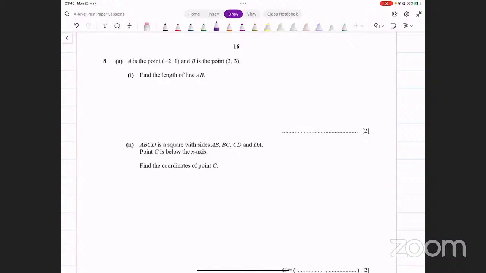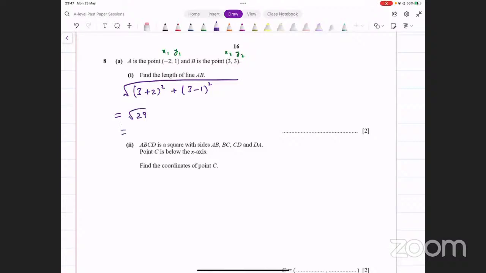Question number 8, part A. A is the point -2, 1, and B is the point 3, 3. We've got these 2 points. We have to find the length of the line AB. Distance formula laga dein. Again, working show karni hai. x2 minus x1 whole square plus y2 minus y1 whole square. यहाँ पे लिख लेते हैं x1 y1 x2 y2. What do we get? 3 minus -2, that's going to be 3 plus 2 whole square, plus 3 minus 1 whole square. Okay, ये evaluate कर लें. ये बस क्या आ जाता है 5 square and 2 square, that's going to be square root of 29.